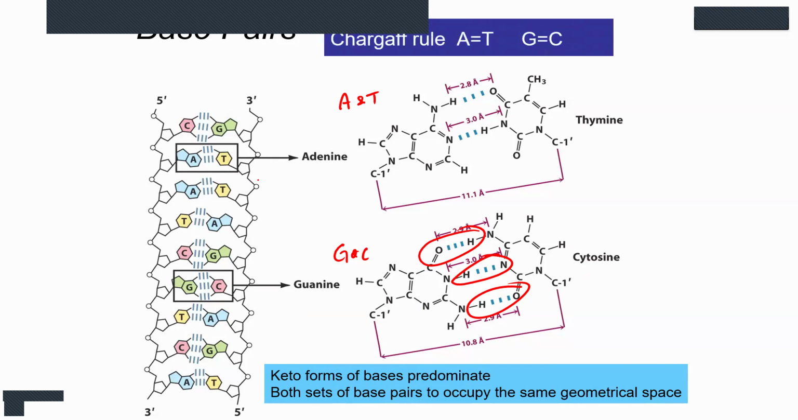This is also known as Watson-Crick base pairing. Chargaff's rule is that the number of A's that you have is equal to the number of T's that you have. The number of G's is equal to the number of C's. There's some simple math that you can put together.